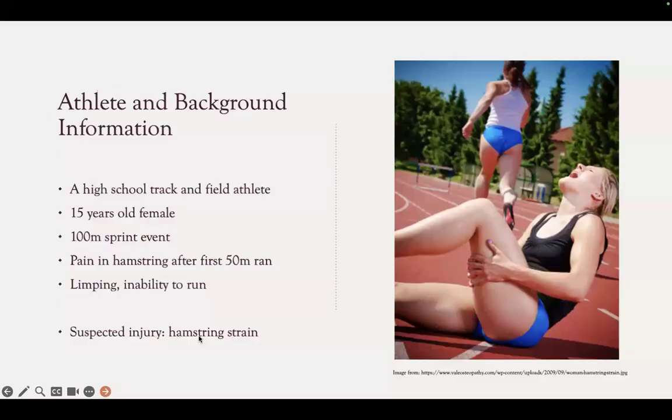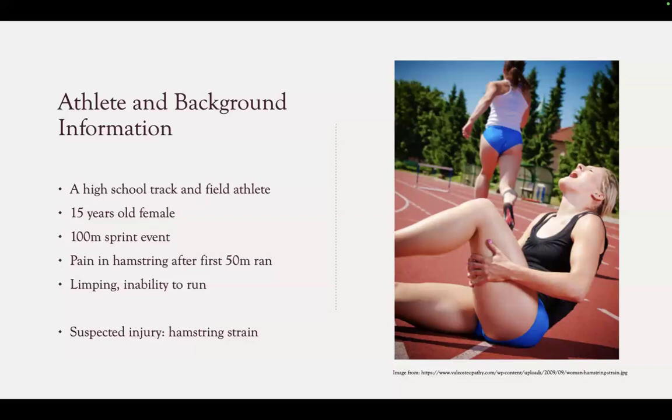So for my case study, I chose a high school track and field athlete who was participating in a season event when she was sprinting in a 100 meters race, and halfway through the race she suddenly clutched her hamstring and started limping and was unable to continue. So in this case we have a high school track and field athlete, around 15 years old female, who is experiencing pain in the hamstring after around the first 50 meters she ran, is limping, unable to run, and we are suspecting a hamstring strain in this case.